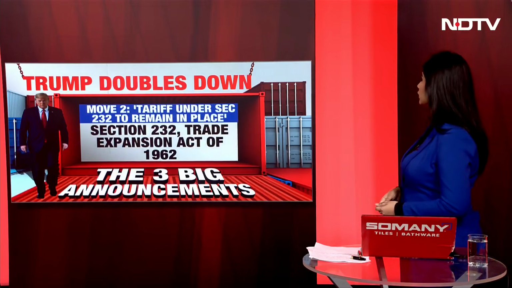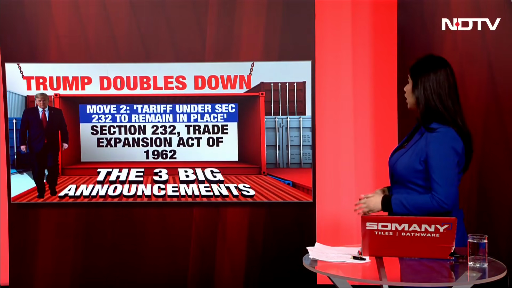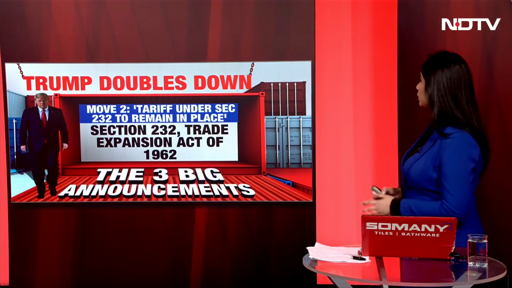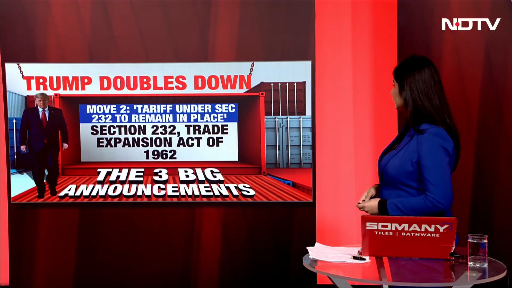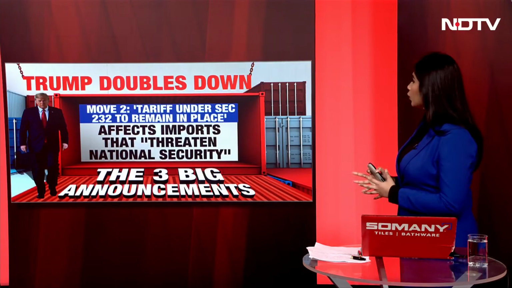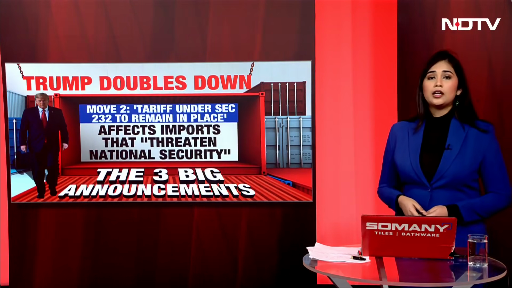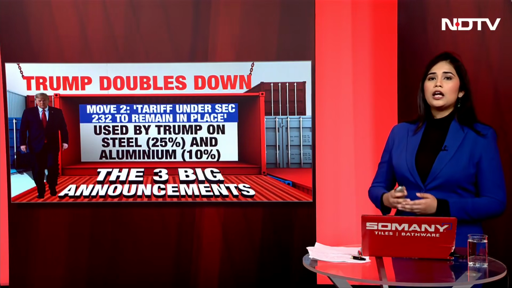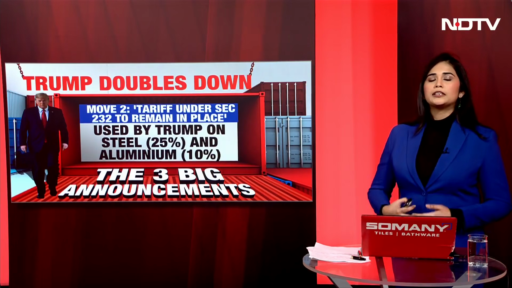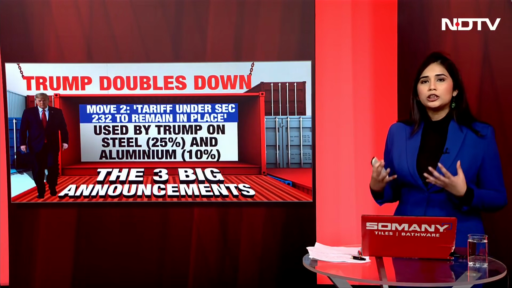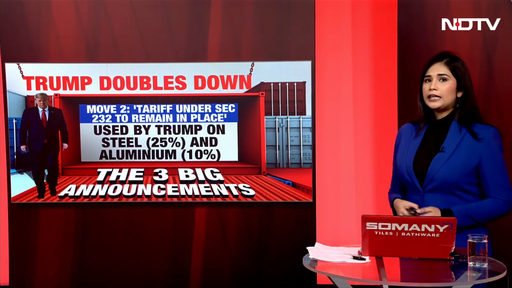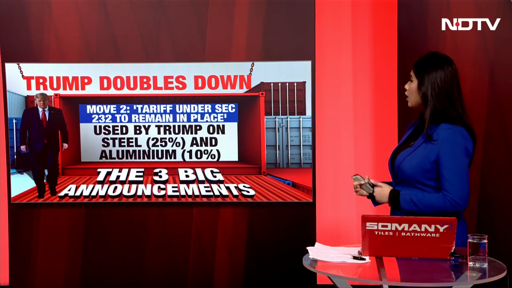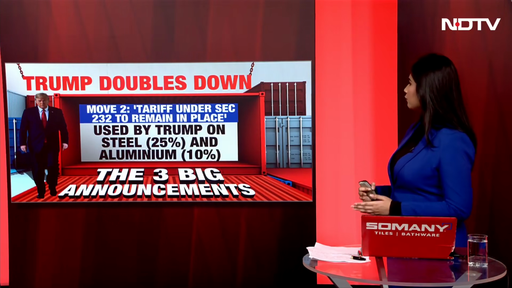The next move was the tariffs under Section 232, which will now remain in place. This is part of the Trade Expansion Act of 1962. It affects imports that threaten US national security. US President Trump has on various occasions said that various nations have been exploiting the US economy, and now it's a national security issue for the United States. This act will now be used to impose tariffs, the existing tariffs on steel and aluminium, which were 25% and 10% respectively.